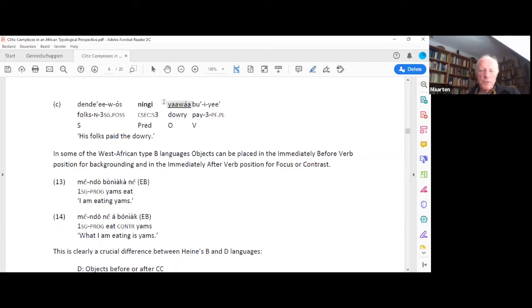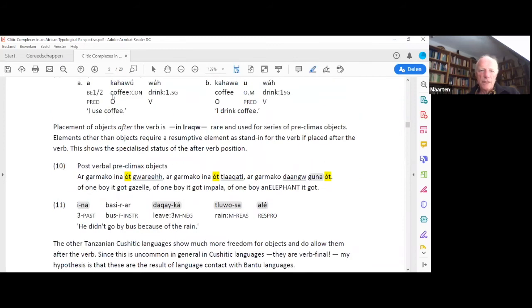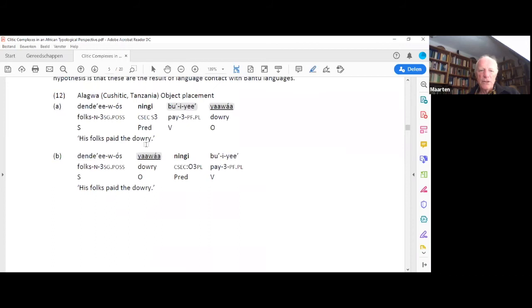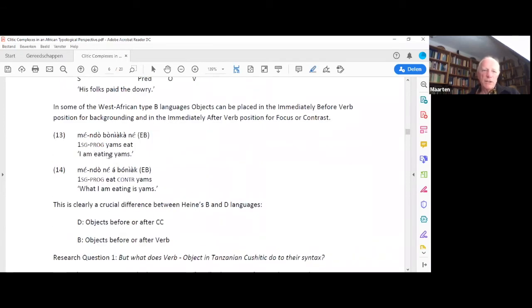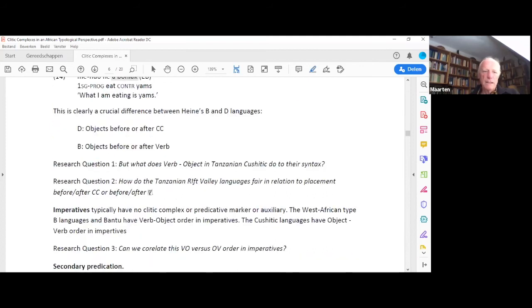So I've told you that putting the object, that was the coffee, inside the verbal brace has a backgrounding function. That is actually also what we see in the Type B languages of West Africa. This is from Tunen. The object, I'm eating yams, doesn't have real contrast. So this is the neutral way of saying this. But you can also say, no, I'm not eating ugali, I'm eating yams. And then you put the yams after the verb. So for the languages in West Africa, people often talk about the immediately before verb position for backgrounding and the immediately after verb position for focusing. This is way too simple, and also in Tunen it looks a bit more complicated than this.